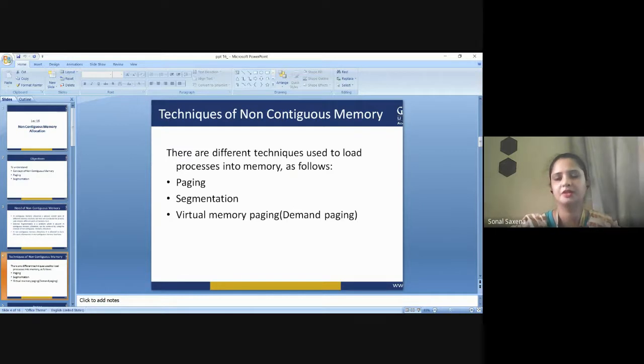In non-contiguous memory, we can use a paging technique to store processes or to allocate space to the process. The second important technique that we can use is segmentation. And the third important concept is virtual memory paging, or demand paging. So these are the three important techniques that we can use for non-contiguous memory allocation of a process.